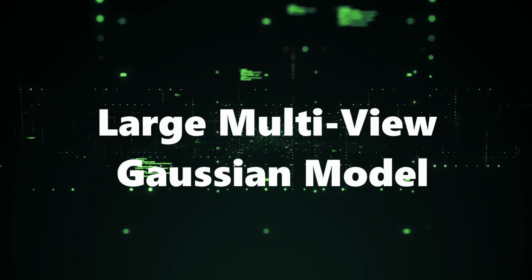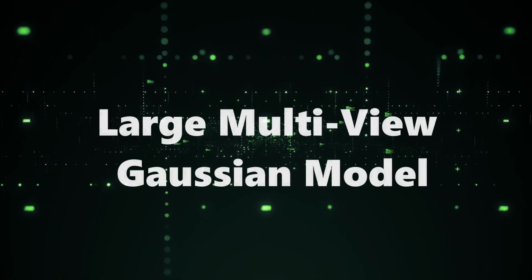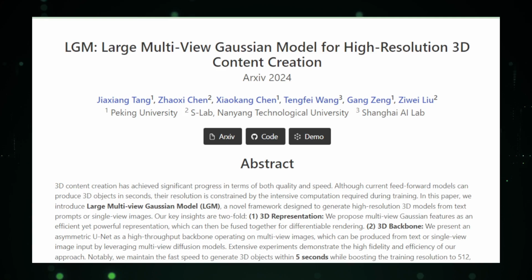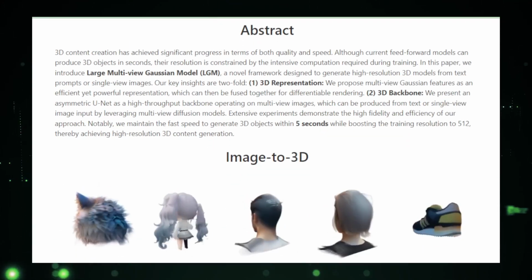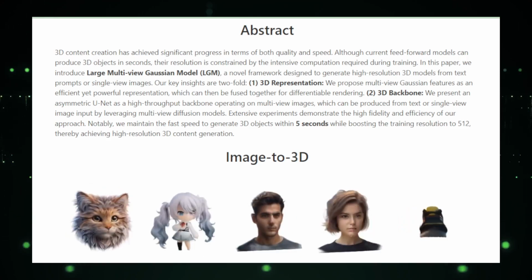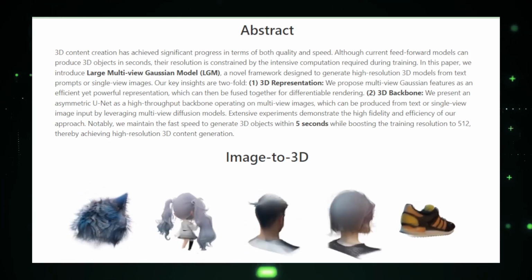Project number 5, Large Multi-View Gaussian Model. LGM, revolutionizing 3D data analysis. Dive into the world of 3D data analysis with the Large Multi-View Gaussian Model, LGM, a groundbreaking project hosted on GitHub. While specific details about LGM's functionality are under wraps due to GitHub's limitations on sharing, its potential impact on processing, analyzing, and optimizing 3D models is worth exploring.